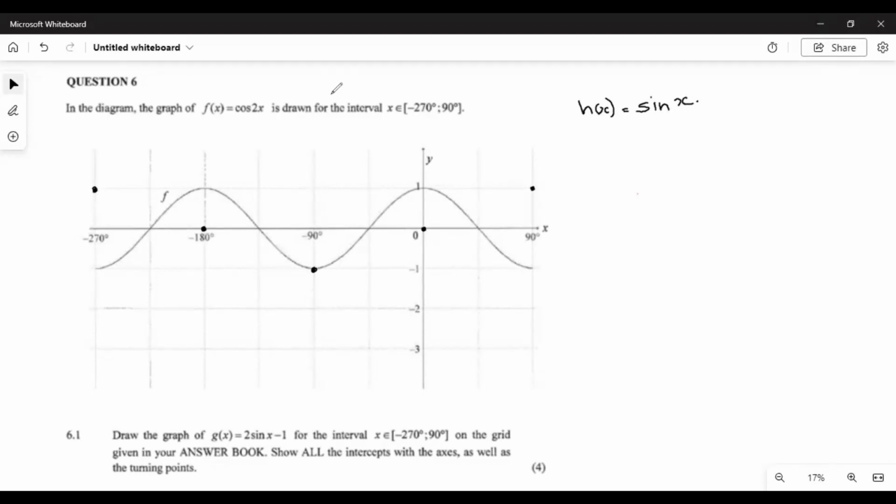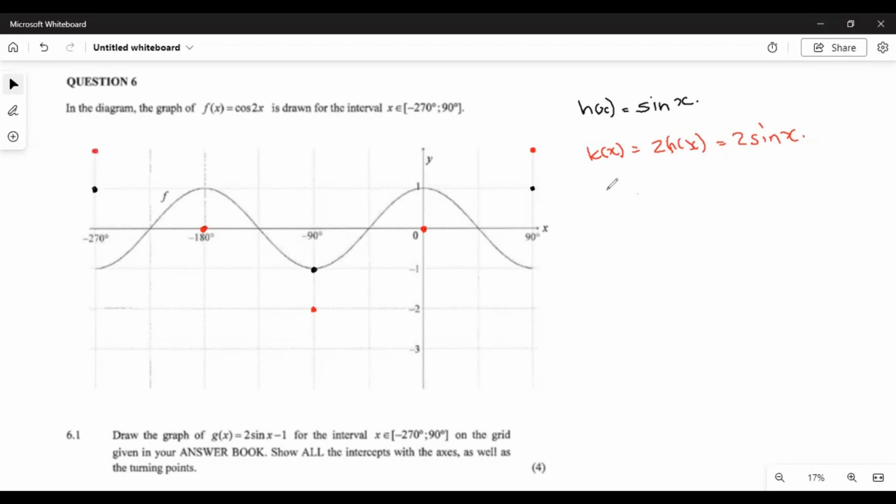Let's go and increase the amplitude of our graph. Let's call this k(x), which is going to be 2 times h(x), so we'll just write it as 2 sin x. What happens now is that we're stretching out our graph, so each point needs to be multiplied by the new amplitude. So 1 multiplied by 2 will give us 2. 0 multiplied by 2 will give us 0. Negative 1 multiplied by 2 will give us negative 2. 0 multiplied by 2 will give us 0. Positive 1 multiplied by 2 will give us 2.